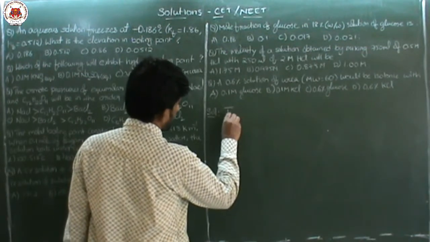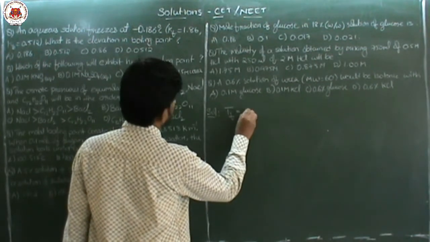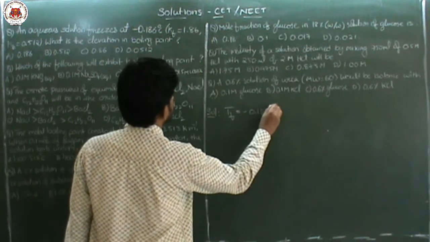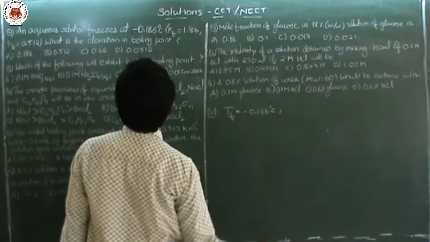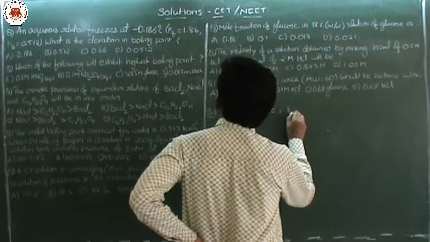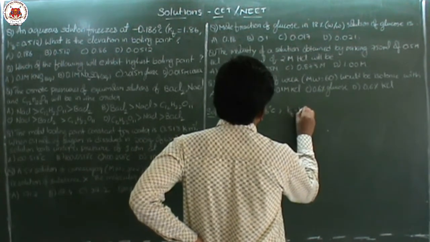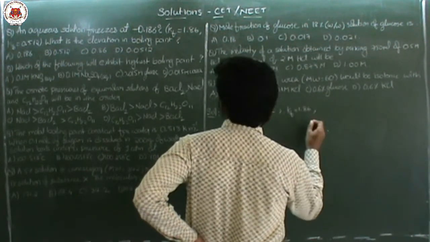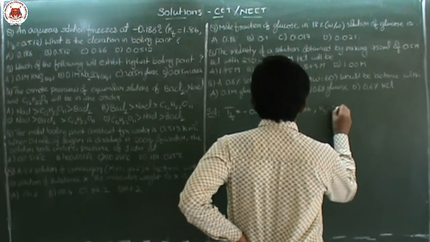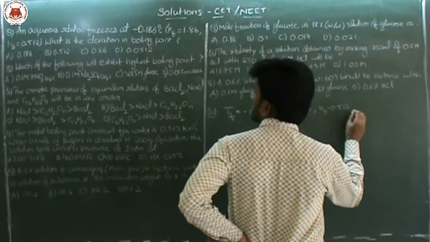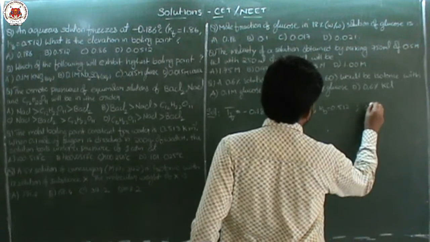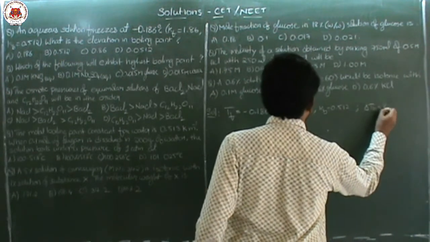Tf. Tf is equal to minus 0.186 degrees centigrade and Kf is given as 1.86, Kb is given as 0.512, and what they are asking is the elevation in the boiling point, delta Tb. How much is it?